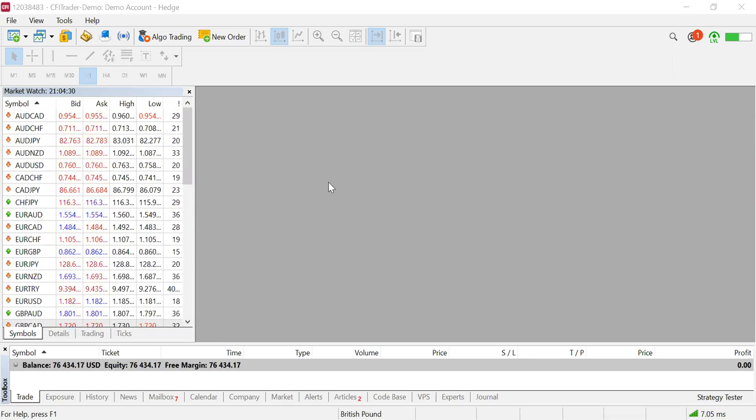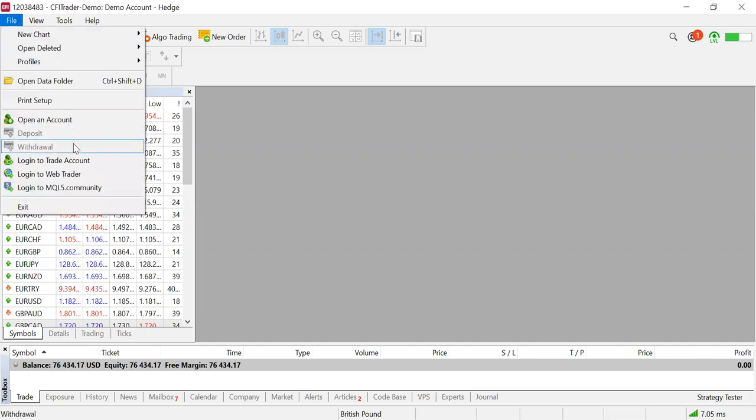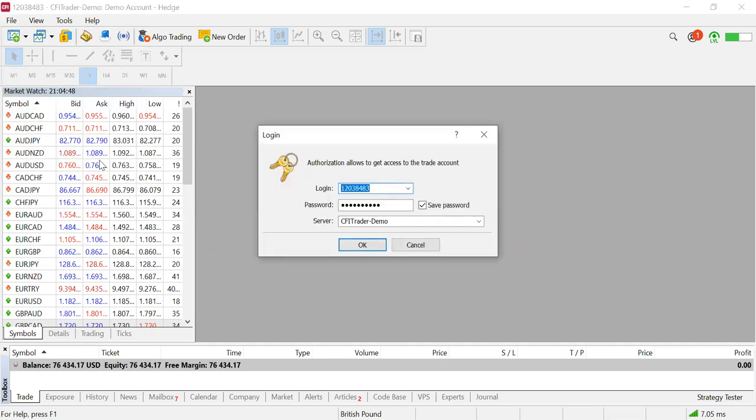The first thing you need to be aware of is how to log in. The way you do that is to go to File, at the top left-hand side, and then all the way down to Log in to Trade Account. If you click there, this window will pop up. With CFI, we will provide you the login details by email. So you will have the login number and the password, and once you put it in, you will be asked to create your own password.